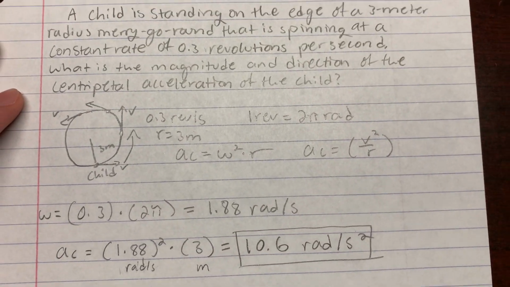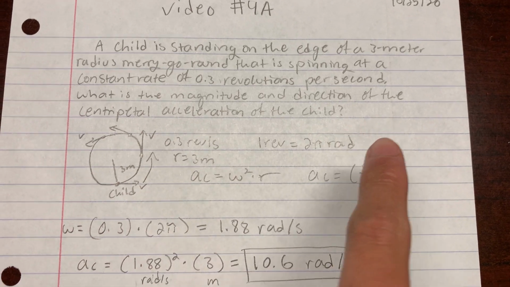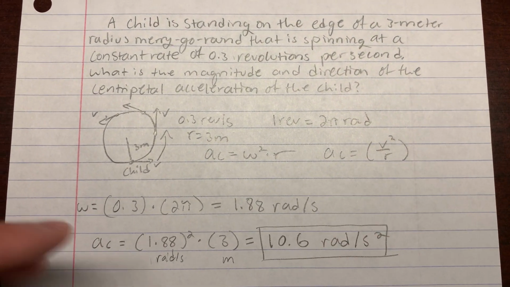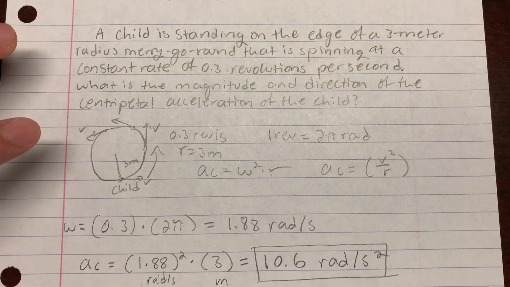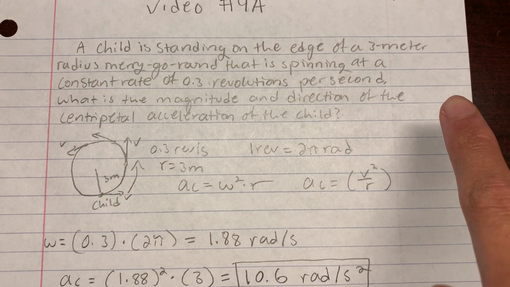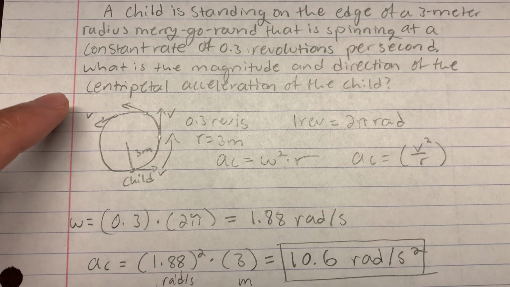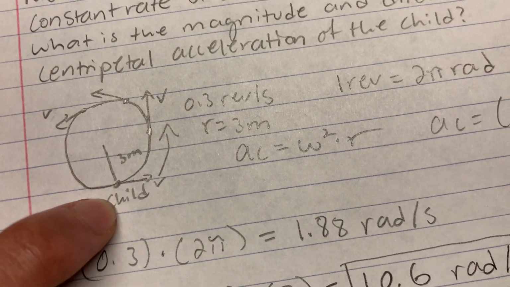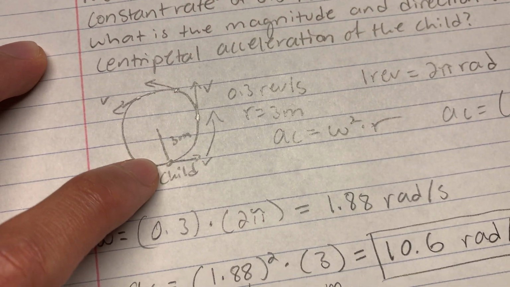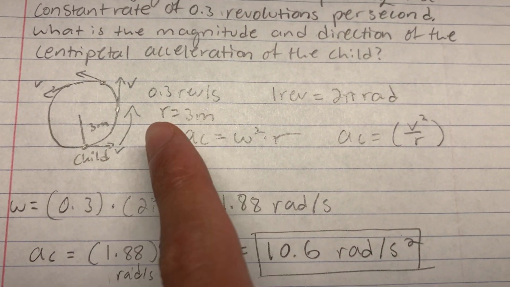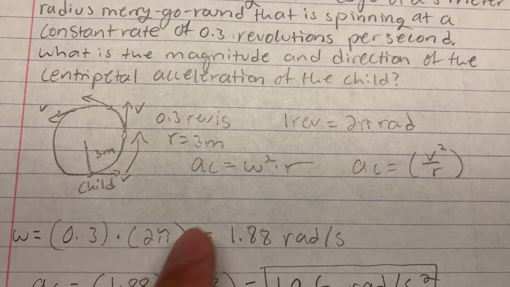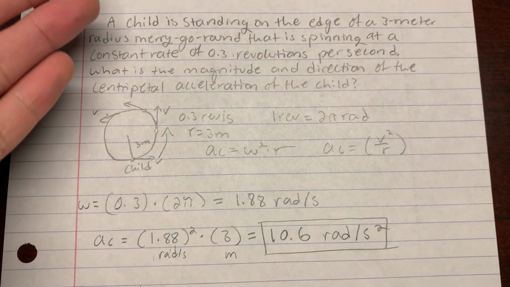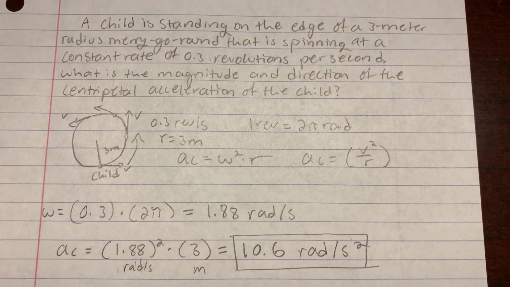Okay, so we're given that the child is spinning at a rate of 0.3 revolutions per second and that the radius is 3 meters. So the circle is the merry-go-round, and the radius from the center to the child is 3 meters. And the child is spinning, the arrow points at 0.3 revolutions per second. Okay, so we need to find the magnitude of the centripetal acceleration of the child.